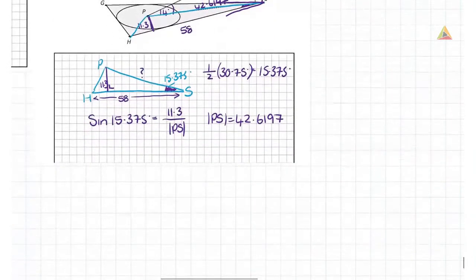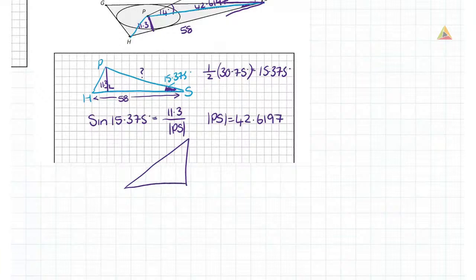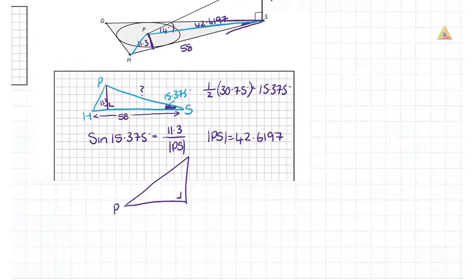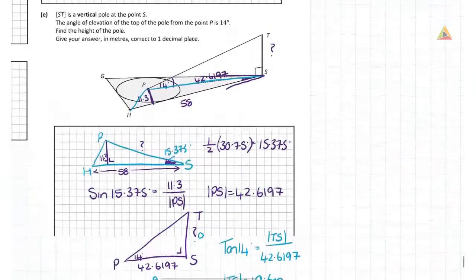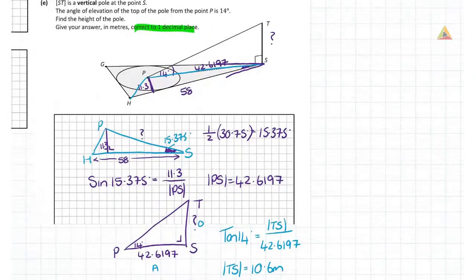42.6197. And finally, we're going to move on to that right angle triangle, P, S, and T. What we do know is that's 14 degrees. What we've just worked out is that that's 42.6197. What we're looking for is this side. So because we are looking for the opposite, and we have the adjacent, this time we're using tan. Tan of 14 is going to be TS over 42.6197. And to solve that, you should end up getting that the distance from T to S, the height of the pole, to one decimal place, which is exactly as we were asked up here, you should be getting 10.6 meters.